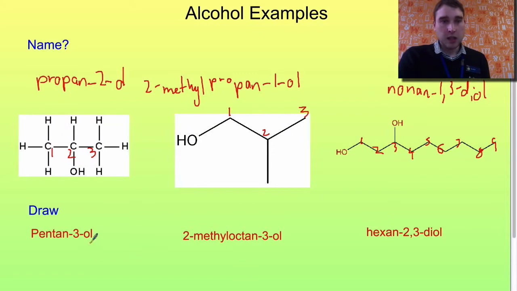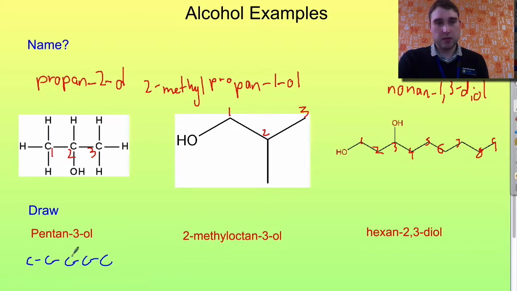Now we're going to draw some, so start with the pentan bit. So 1, 2, 3, 4, 5, and on carbon 3 we've got our hydroxyl group. Then you fill in the rest of your H's.